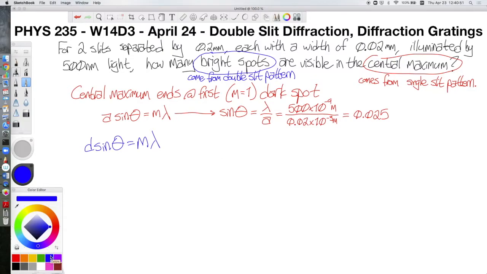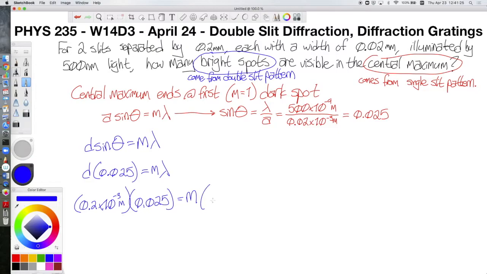So with our double slit formula, we now know a value for sine of theta, and we can plug that in. So we have d times sine of theta, which is 0.025. No units there, because we divided meters by meters, so they canceled out, equals m times lambda. Plugging in values, the distance between the slits is 0.2 millimeters, or 0.2 times 10 to the negative 3 meters, times sine of theta, which is 0.025, equals m, which we don't know, times our lambda of 500 times 10 to the negative 9th meters, or 500 nanometers. And from this, we can solve for m. If you work it around, you get m equals 10, which means that the 10th bright spot over from center, from the double slit pattern, is at the same location as the first minimum for the single slit pattern.